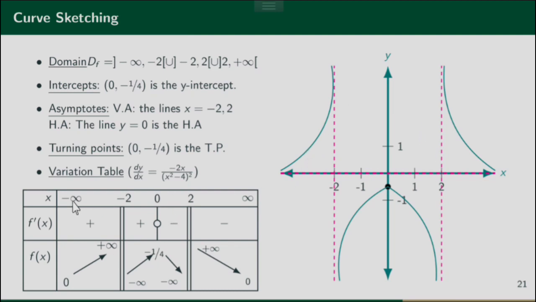So between negative infinity and -2, the graph is increasing, and from -2 to 0 it is increasing as well. Now between negative 2 and 2, there's a turning point at the point x equals 0, and the graph increases from negative infinity to that 0, and then decreases from 0 right down to negative infinity. Then the last section, between 2 and infinity, the graph decreases from positive infinity to the horizontal asymptote 0. I hope you have learned a little bit from this presentation.